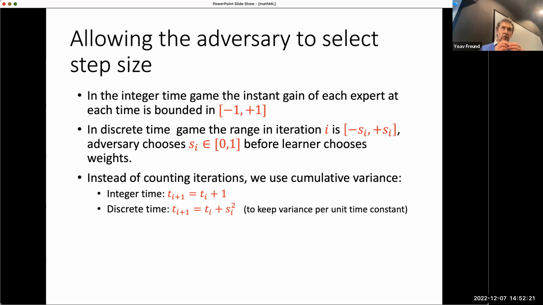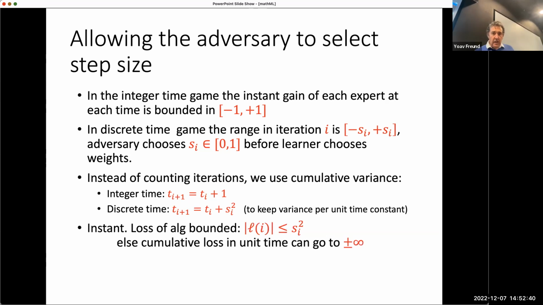So that's the critical thing: even though we are making the steps smaller by 1/2, you'd think that just 2 steps would be enough. It's not the case. If you want to keep the variance the same, then you have to add t_i plus s_i squared.